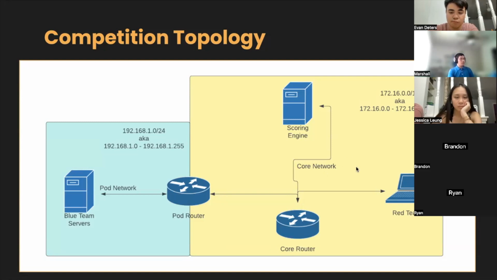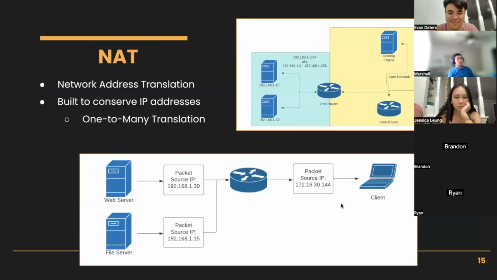So this topology is quite simplified, and it actually gets a bit more complicated than that. Specifically, the competition uses natting. One-to-one natting, however, it's important to know what natting is in general and why it's used. So NAT stands for Network Address Translation. And what it is, is translating private IPs into public IPs.